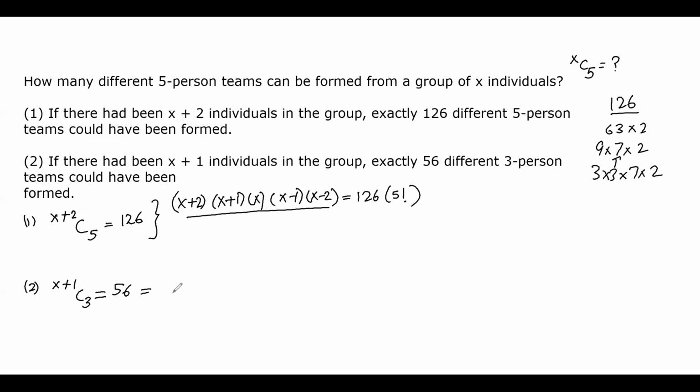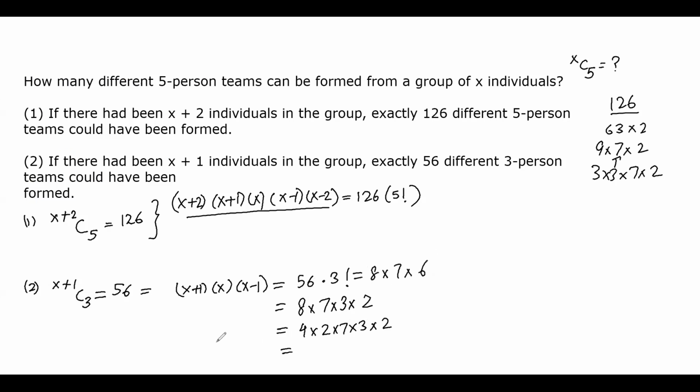Okay. Let's see this one. This one seems easier. This is X plus 1 into X into X minus 1, divided by 3 factorial, equals 56, so the product equals 56 into 3 factorial. Let's try to wrap our head around this. So this is 8 into 7 into 3 into 2, and I have to make this a product of consecutive integers. So if I do 4 into 2 into 7 into 3 into 2, this is basically 8 into 7 into 6, right? So X is 7. Any other possibility of getting X different than 7? No, because the product of 3 consecutive integers is 56 into 3 factorial. So X is 7. So this is sufficient, and X is 7.